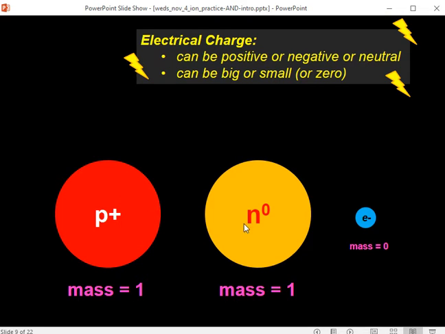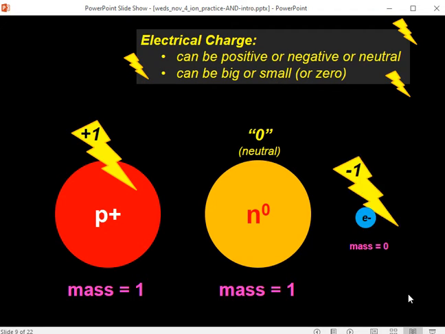Protons and neutrons have a mass of 1 atomic mass unit, whereas electrons have no mass. But this week, we're going to focus on electrical charge. Electrical charge can be positive, negative, or neutral, and it can be big or small, or it can be 0. So protons have a charge of +1. Neutrons are neutral. They have 0 charge. Electrons have a charge of -1. This is something you should already know for Unit 2.